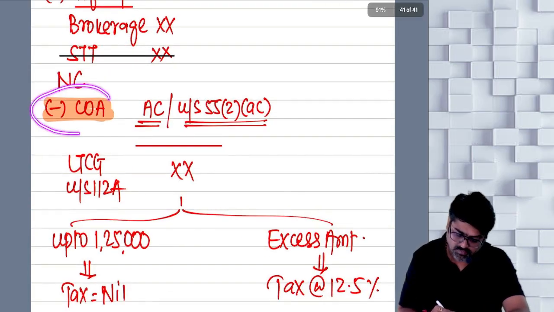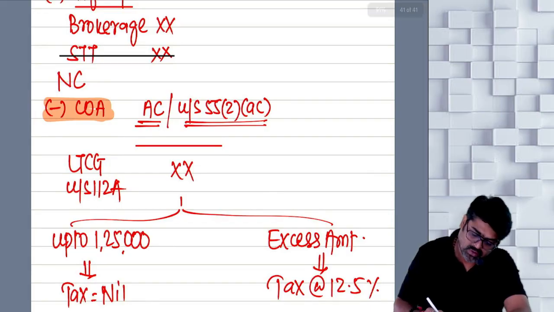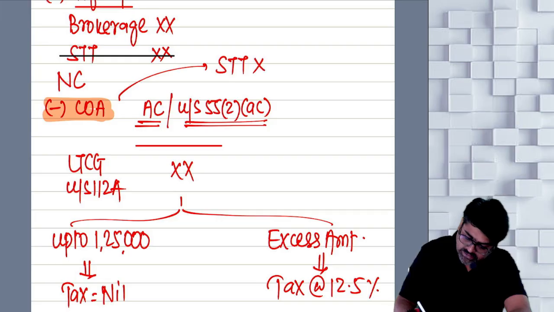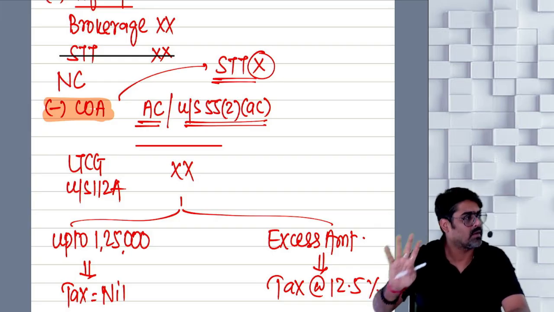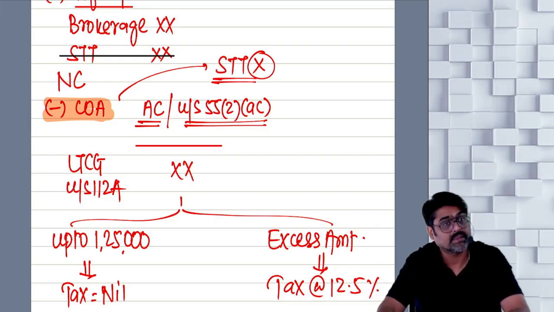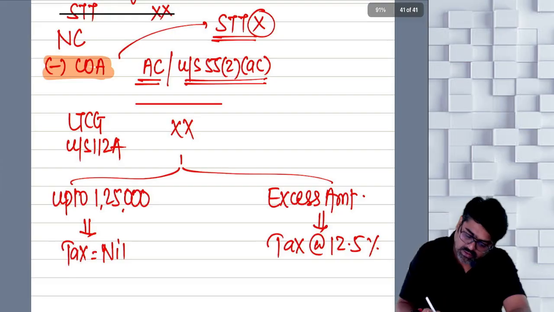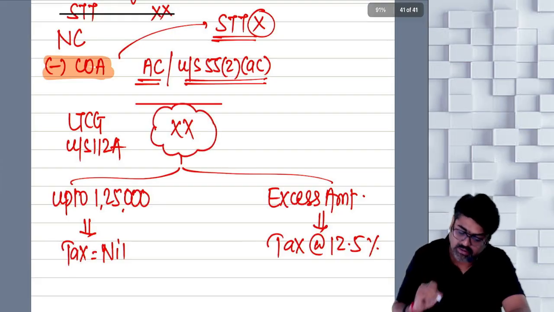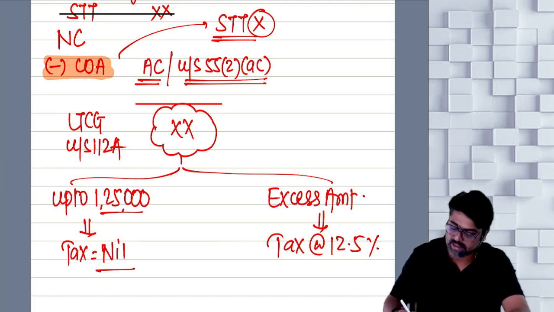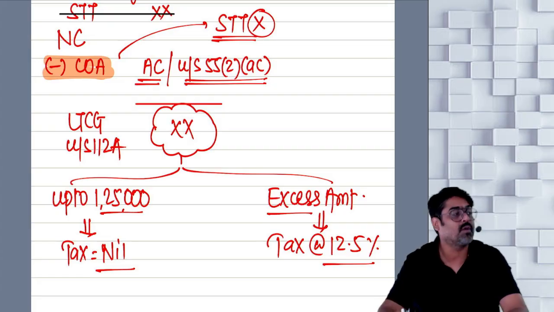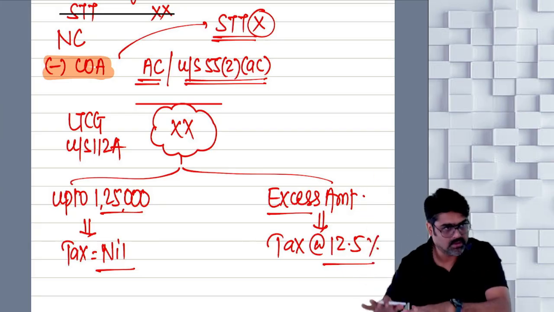You will take the cost of acquisition, and whenever you are taking the cost of acquisition, here also don't include STT. STT paid at the time of acquisition will not be included in the cost of acquisition also. Understood? After reducing this, whatever amount will be there, that will be a long-term gain under section 112A. On the first 1,25,000, no need to pay any tax. On the excess amount, pay tax at the rate of 12.5%. Understood? So this is the manner of calculation.